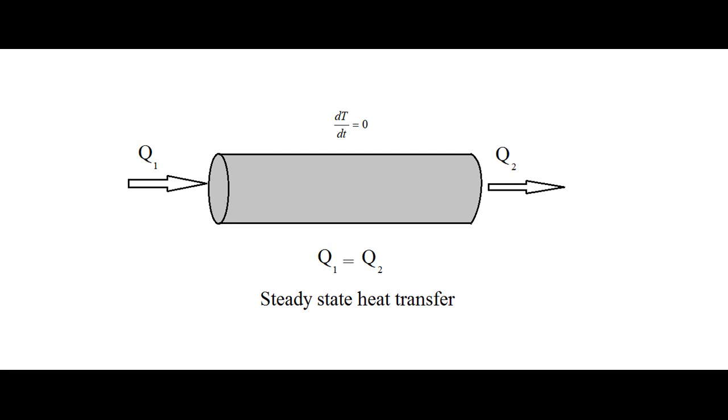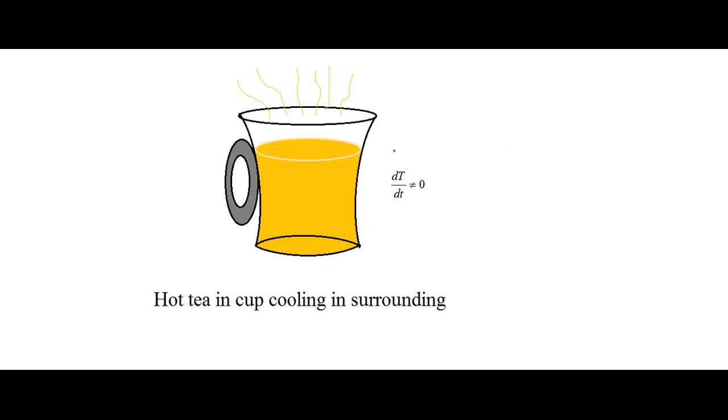But unsteady state is that one in which there is a rate of change of temperature with respect to time. For example, suppose we take hot tea in a cup and keep it in the surroundings. Eventually we will find the temperature of the hot tea will decrease. So there is a rate of change of temperature in this heat transfer mechanism, which means with respect to time the temperature of the hot tea is decreasing. Therefore it is an unsteady state heat transfer mechanism.